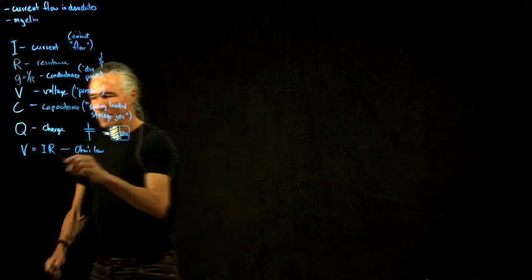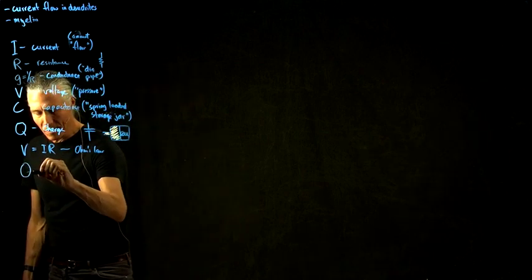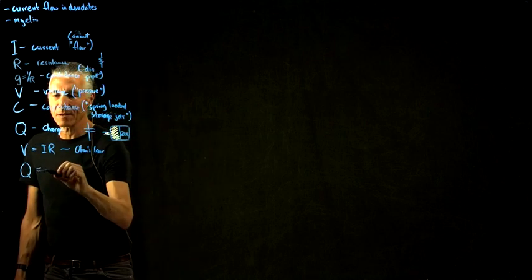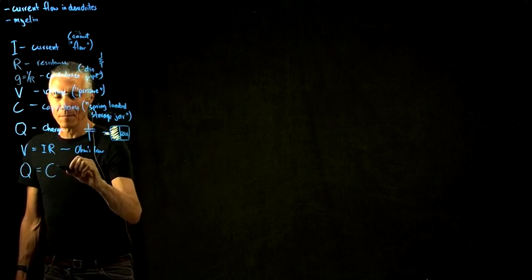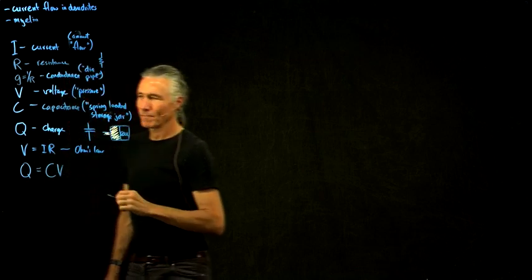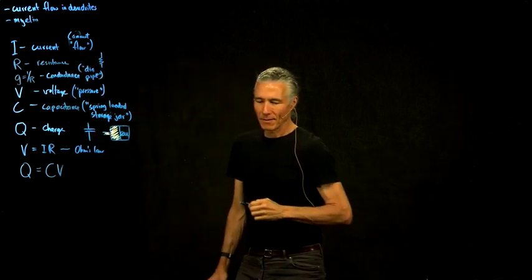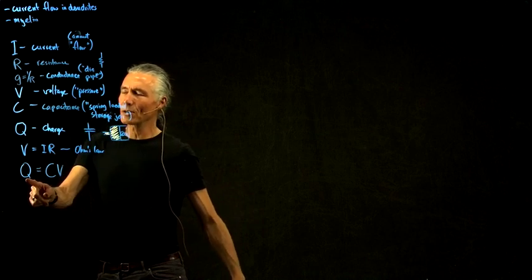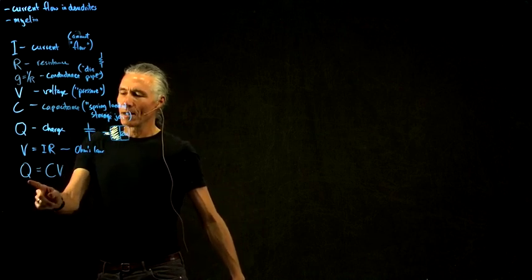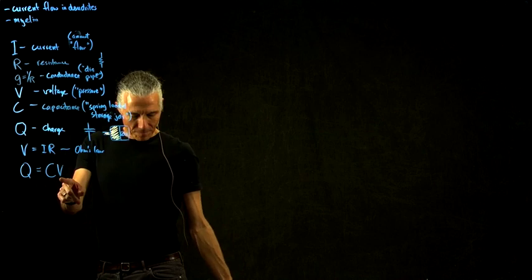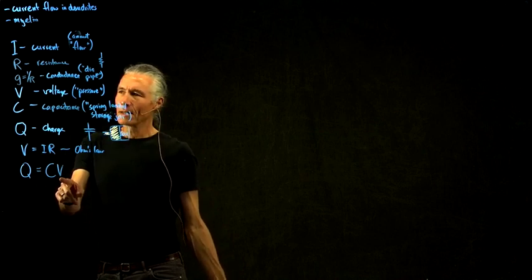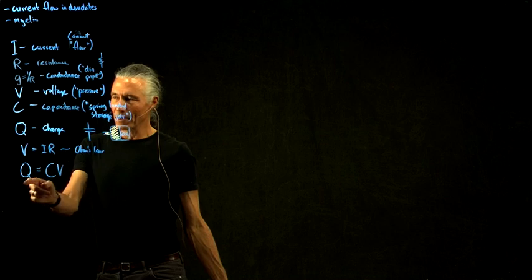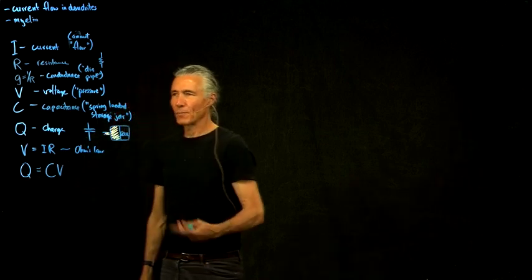Then there's another equation. The amount of charge that you get on a capacitor is equal to the capacitance times the voltage. That's an important one. So this is the amount of charge on a capacitor. If you turn the voltage up, then you'll get more charge. If you turn the capacitance up, you'll get more charge.